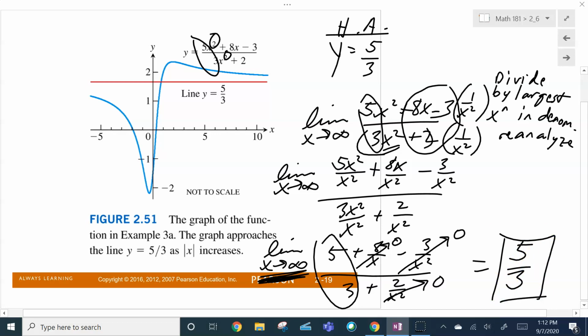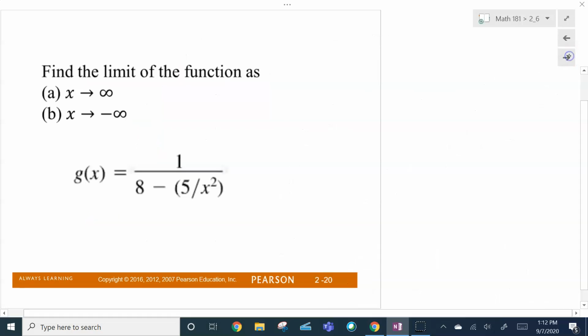So now we have an algebraic approach to do this, not just your pre-calc, right? You divide by your largest degree. And it would be the same thing if you're going to negative infinity as well. You still get that.